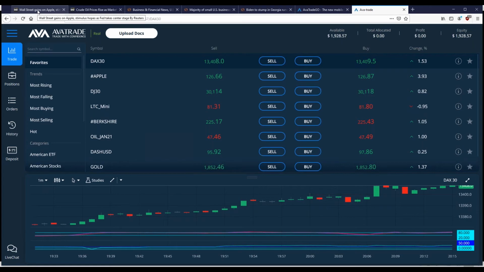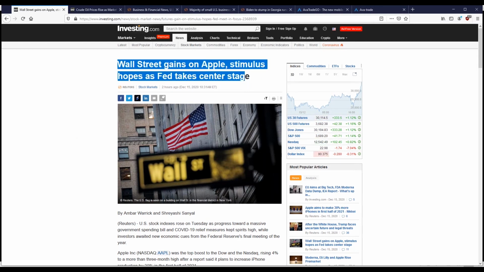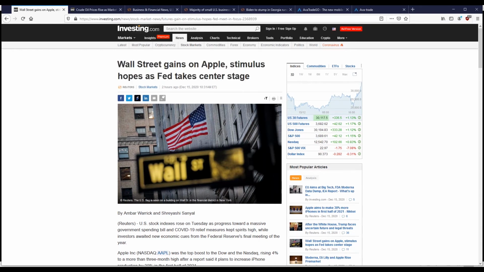I tend to be old fashioned sometimes, and I website surf the websites I trust the most, and I pull up articles, and it's the same article, right? Wall Street gains on Apple and stimulus hopes as Fed takes center stage. Sometimes you want to look at both just to gain confidence in believing a story and seeing it talked about in more than one location by more than one source. So Apple, big news. It's in the top of a lot of headlines today.